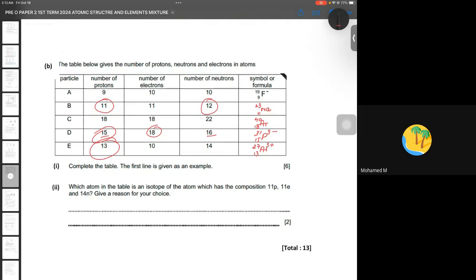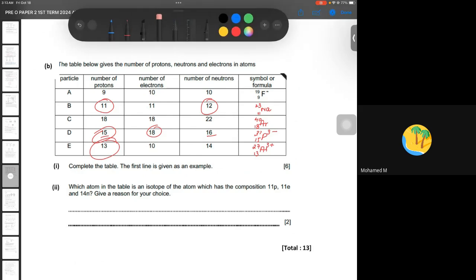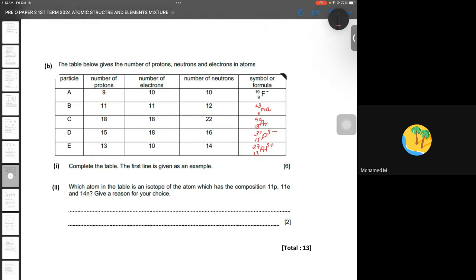Complete the table. Then, which atom in the table is an isotope of the atom which has a composition of 11 protons, 11 electrons, and 14 neutrons? It would be B.